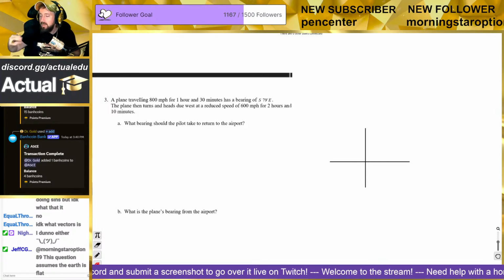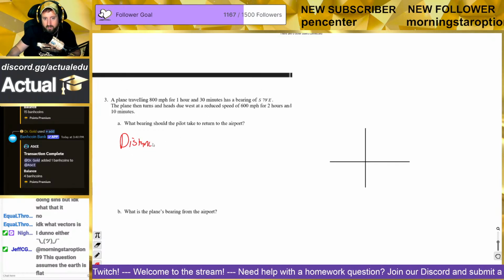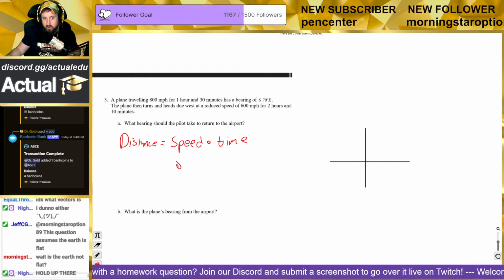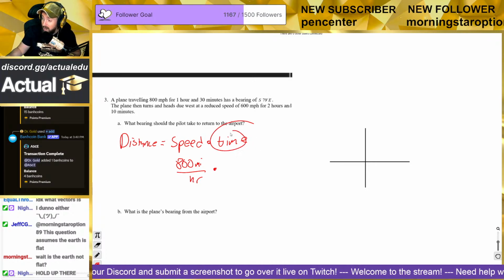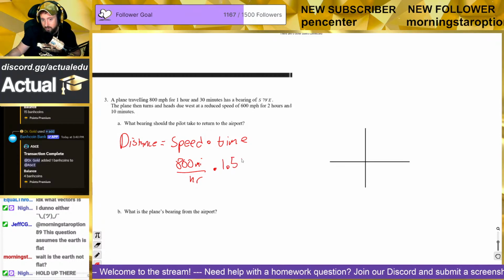All right, let's get all the distances first, okay? So I know that distance is equal to speed times time. Here we say that this thing is traveling at 800 miles per hour. So when we multiply by the amount of time that it goes, that also has to be in hours, by the way. This is 1 hour and 30 minutes, which we know is 1.5 hours. So I'm going to say 1.5 hours, because I need hours to cancel. So that's going to get me 1,200 miles. Okay, so that's the first leg.